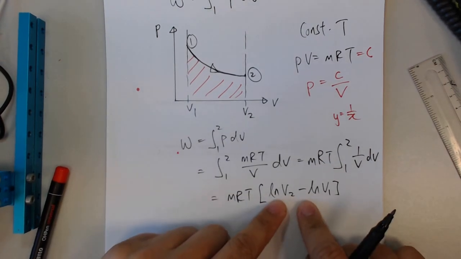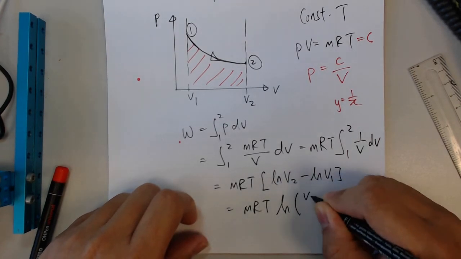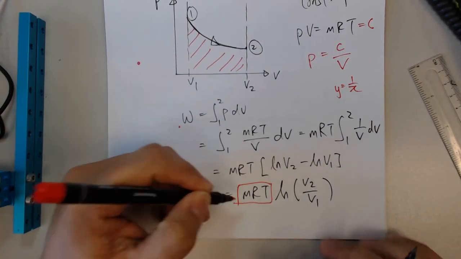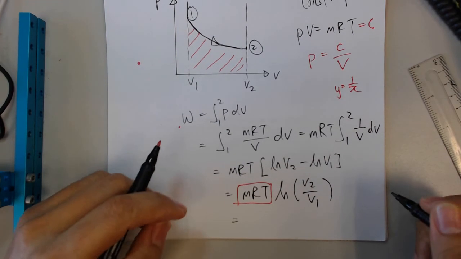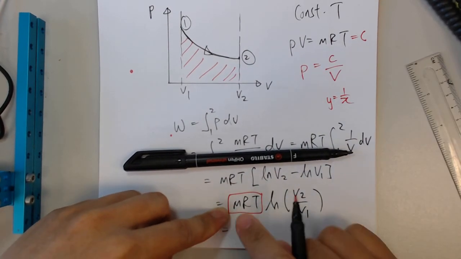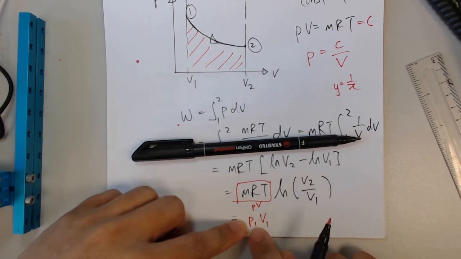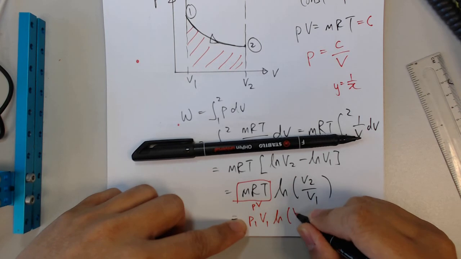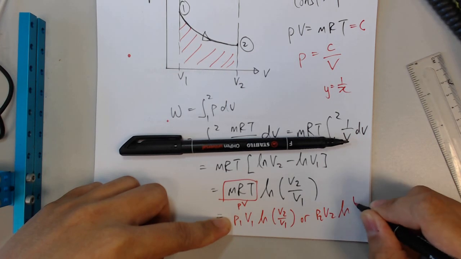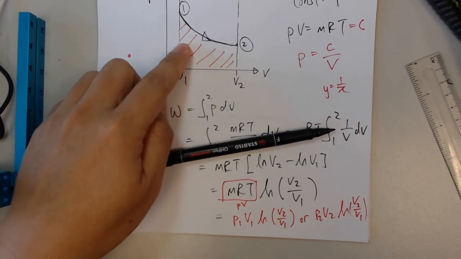And by the logarithmic rules, we can combine this to become natural log of V2 over V1. And this term mRT can also be replaced by PV, because PV equals mRT. Just that when you use PV, you have to use the same state, P1 V1, and then in that case it will be P1 V1 ln V2 over V1, or P2 V2 ln V2 over V1. So this is how you derive the area under the constant temperature curve.